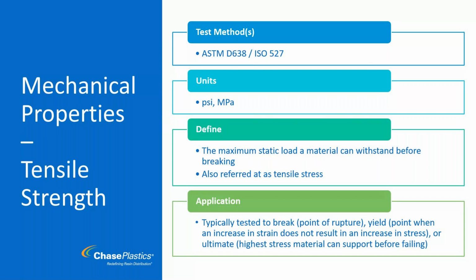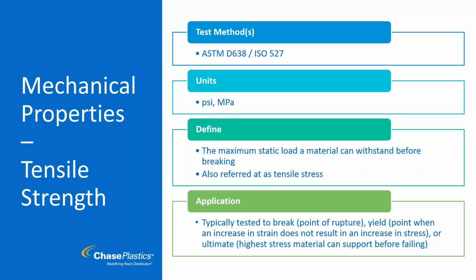There's a few different places to which it can be tested to or reported as. It's typically done to break, where it completely breaks apart, or it can be tested to yield, which essentially means I get to a point where I've deformed it permanently, it will not snap back, or ultimate strength, which is the absolute highest stress it will support before failing.